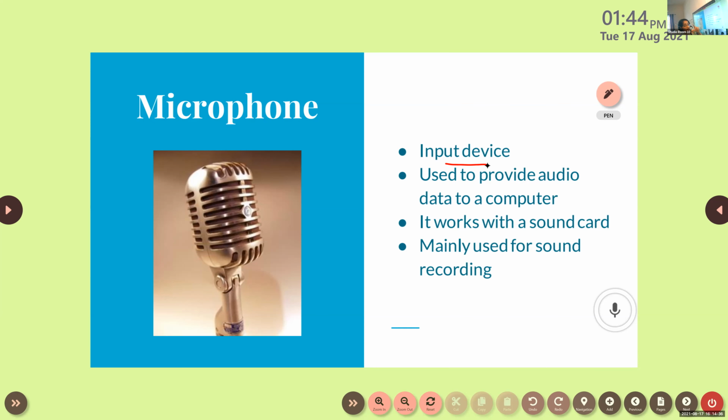It works with a sound card. It is mainly used for sound recording. You have used a microphone, isn't it? Using which we can provide audio as data to a computer. If you want to provide audio data to a computer device, we will use a microphone, and it is mainly used for sound recording.